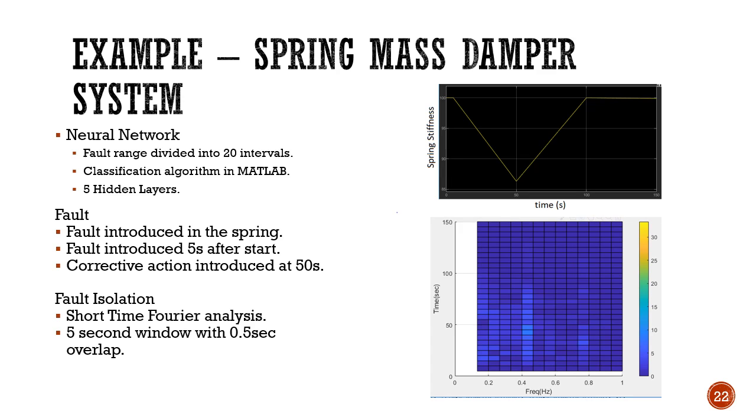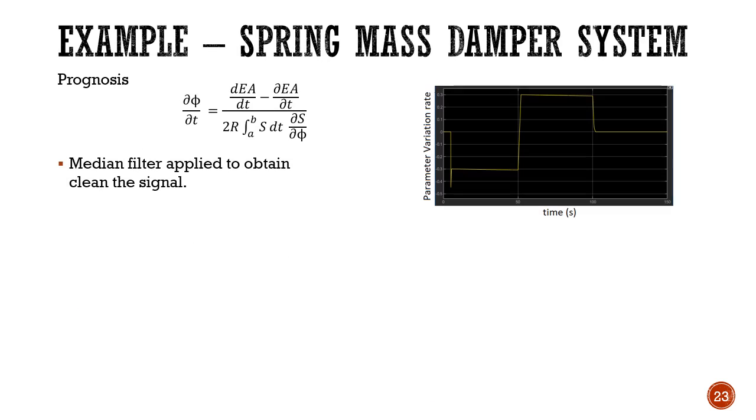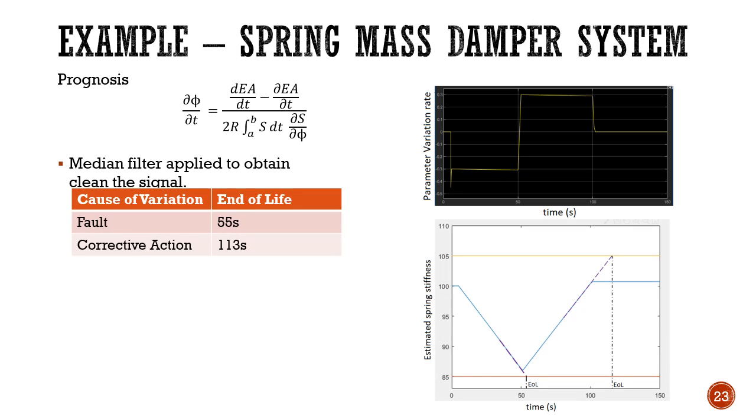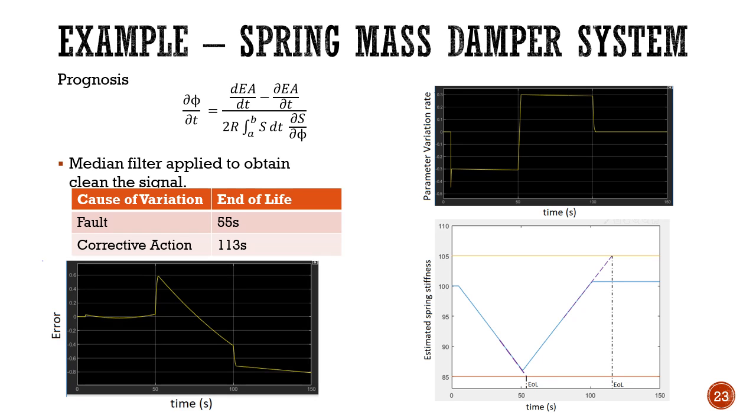This figure shows the spectrum of short-term Fourier transformation. Once fault isolation is performed, the prognosis is performed using the given equation. The figure shows the calculated component degradation rate. The component degradation rate is integrated to find the estimated spring stiffness over time. It can be seen that the estimated stiffness has very little error. Therefore, the prognosis is very correctly done.